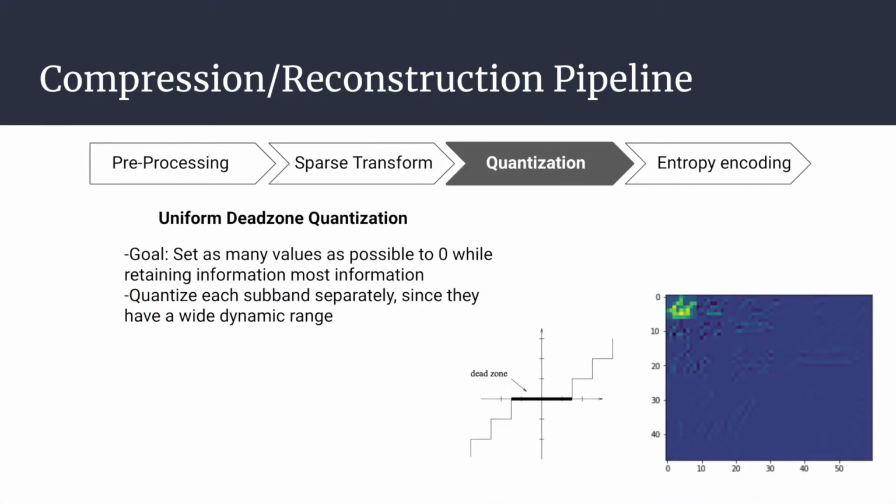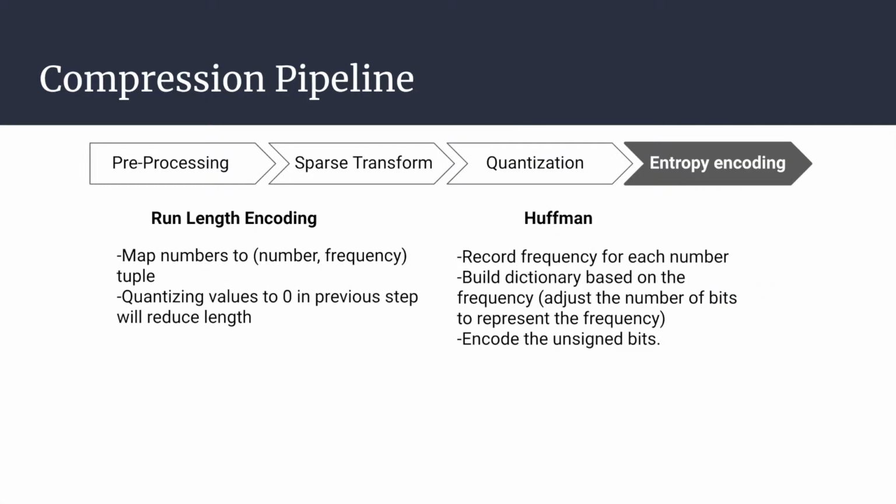We applied uniform dead zone quantization, which is the same as regular quantization with twice the step width for zeros. This optimizes our run length encoding for more compression. We decided to quantize each subband separately instead of all at once because of the differing dynamic ranges of each subband. For run length encoding, I mapped the numbers into number-frequency tuples.